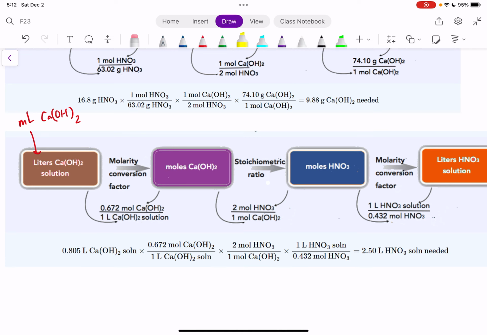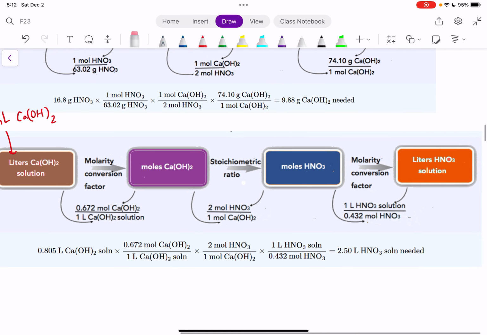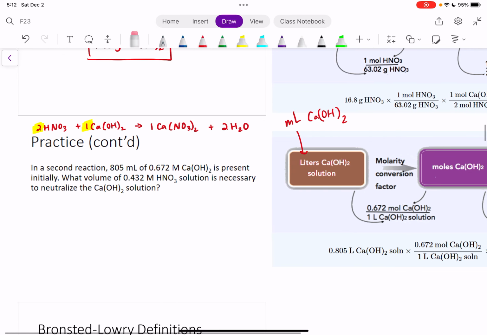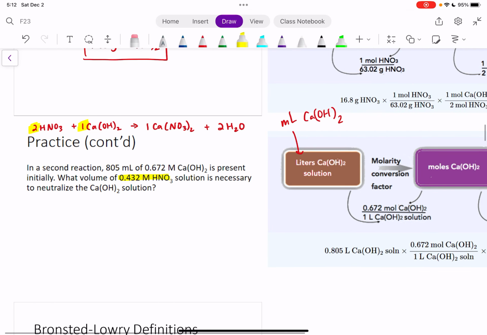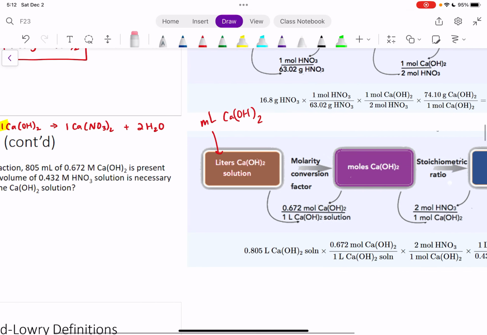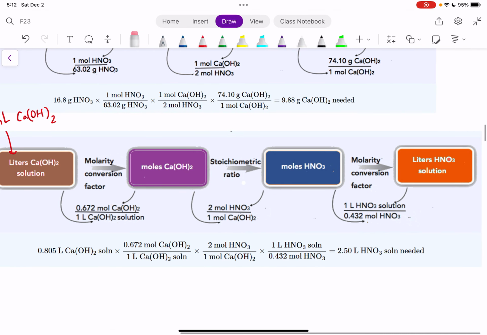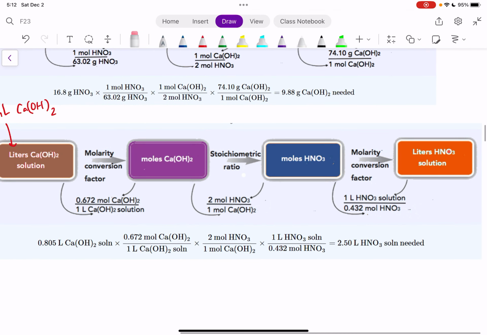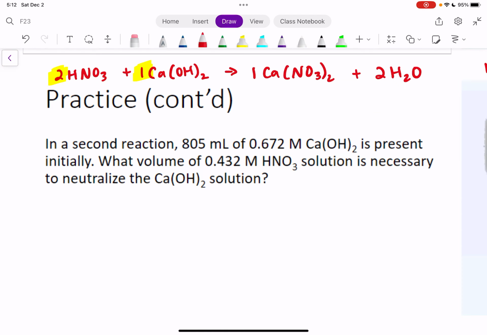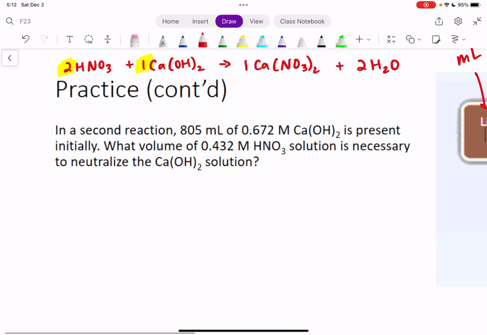Once we get to moles of calcium hydroxide, then we can use our balanced equation to get to moles of nitric acid. And once we're in moles of nitric acid, we were also given the molarity of nitric acid. So if we have moles of nitric acid, and we know we can use molarity as a conversion factor, which connects moles and liters, then we can use the molarity we were given to convert to liters of nitric acid. This is pretty complex, so let's try this out together.